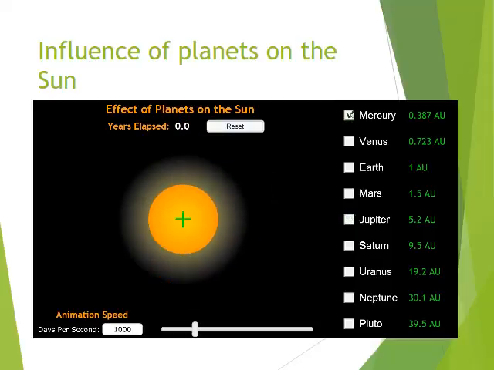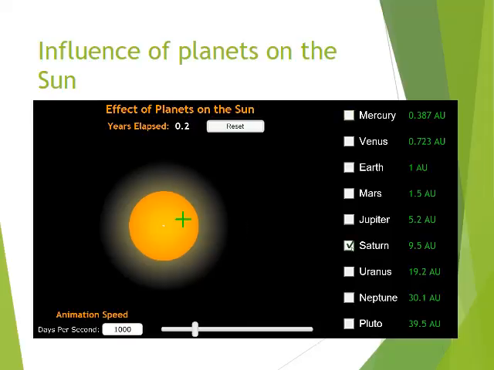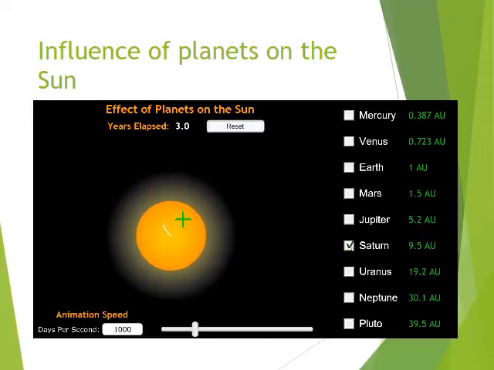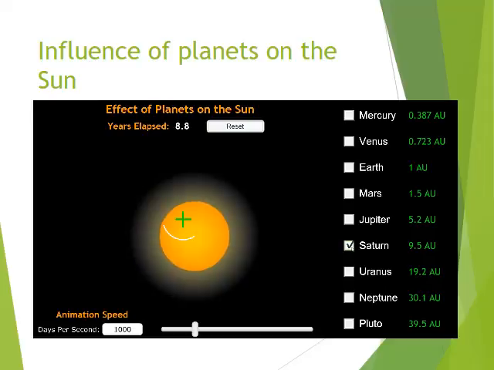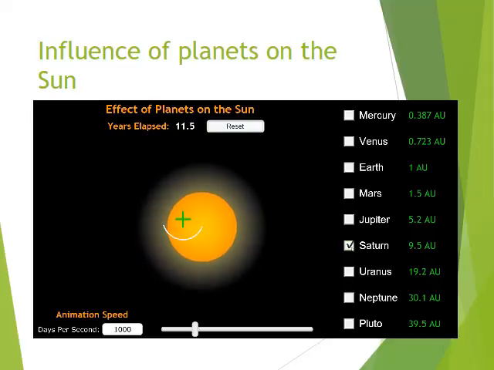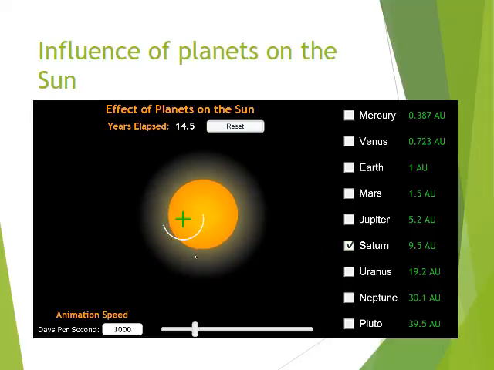You can see how much wobble Mercury produces. It's closer to the sun, but it's also much less massive, so not a huge effect. What if we just have Saturn thrown in there? Saturn produces a certain amount of wobble, but not as much as Jupiter, probably because Saturn is less massive, and also because Saturn is farther away.